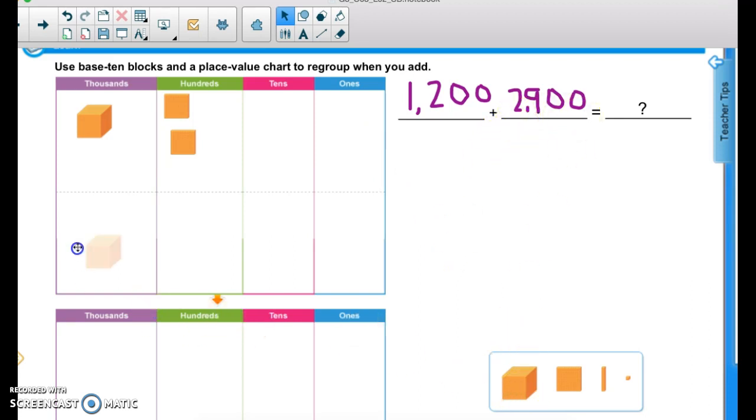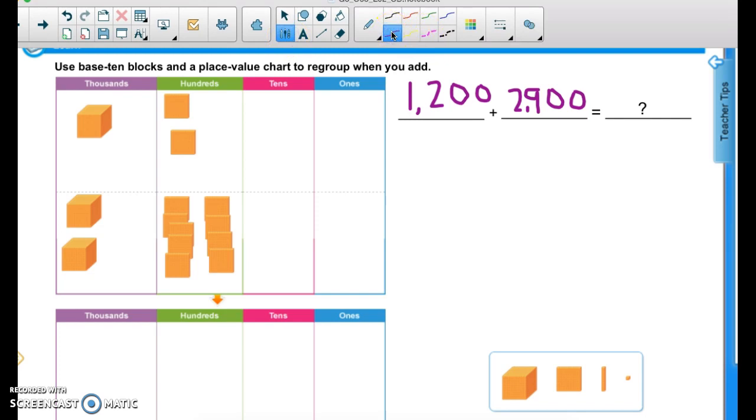Now I'm going to take 2,900 and build that. So we have 1,000, 2,000. Let's add our hundreds: 100, 200, 300, 400, 500, 600, 700, 800, and 900. Well, how many hundreds do we need to make 1,000?